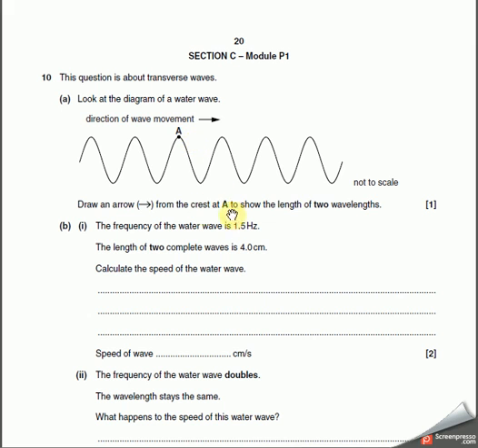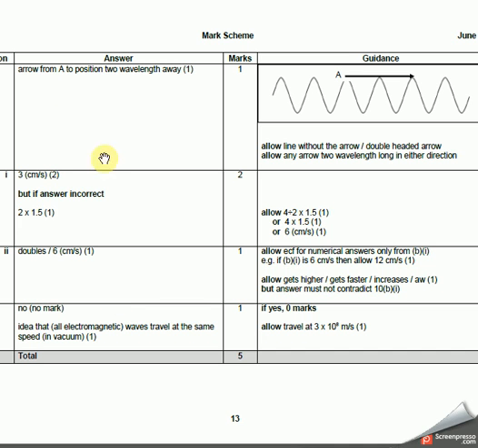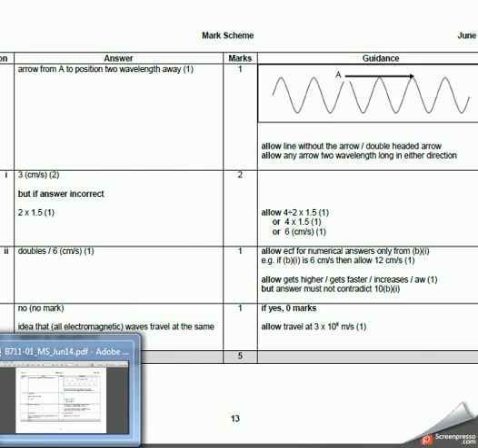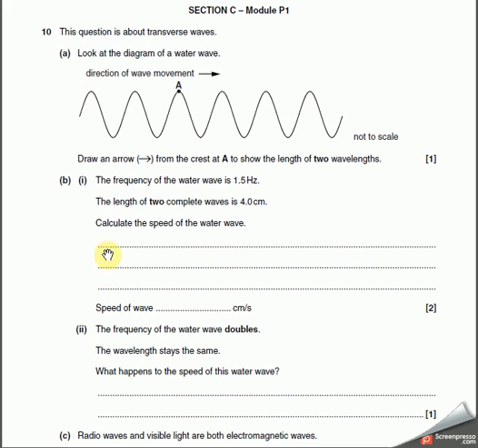Okay, so that's what it means. If it said one wavelength, you'd obviously just draw it to there, wouldn't you? Because remember, it's the same point. So that would be one wavelength, that would be two wavelengths. So this one from here to there. Okay, let's have a quick look at the mark scheme. And that is right. Position from A two wavelengths away, which shows you the answer right there. Okay, next question. Was easy enough.